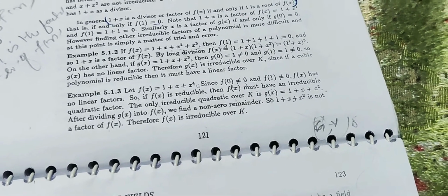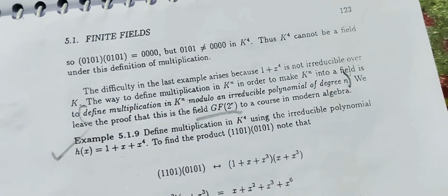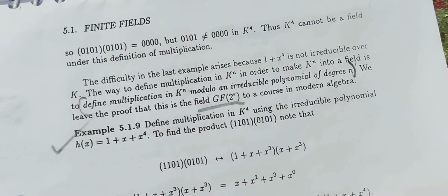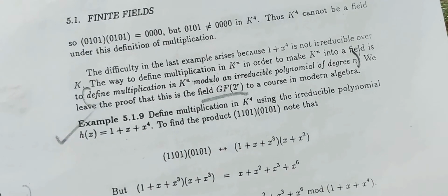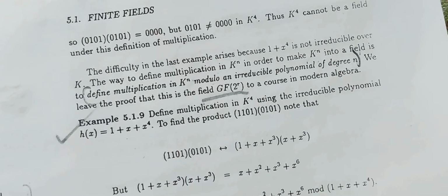So here, to make K raised to n a field, we define multiplication in K raised to n modulo an irreducible polynomial of degree n. So we take an irreducible polynomial of degree n. And this is the field. This is the Gauss field GF of 2 raised to r. It has 2 raised to r elements.